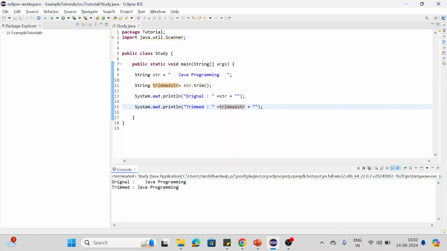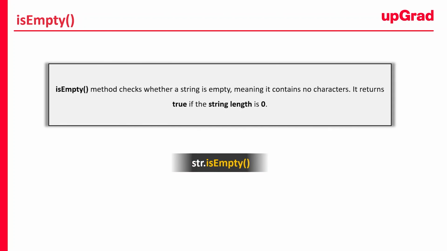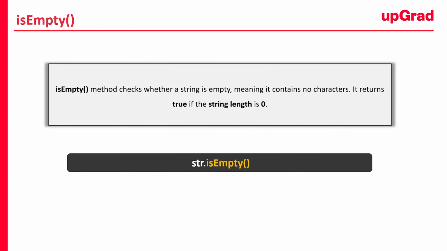Alright. Now let's do another string operation, which is isEmpty. The isEmpty method checks whether a string is empty, meaning it contains no characters. It returns true if the string length is 0.